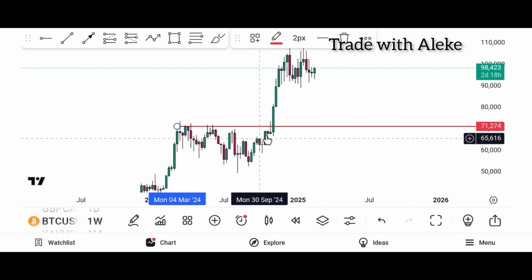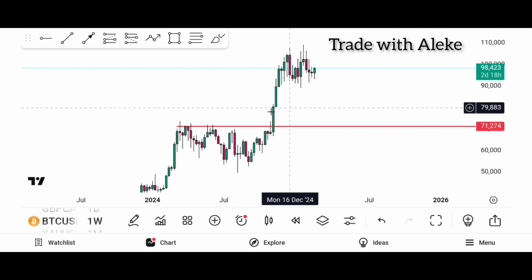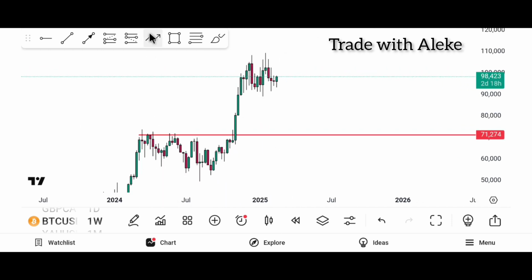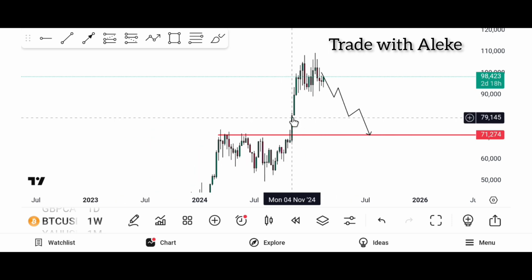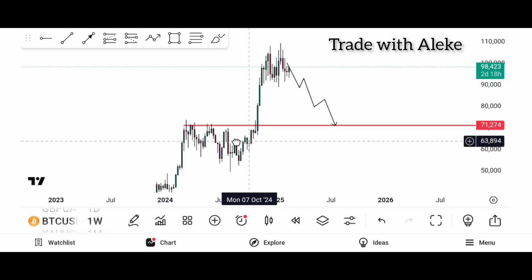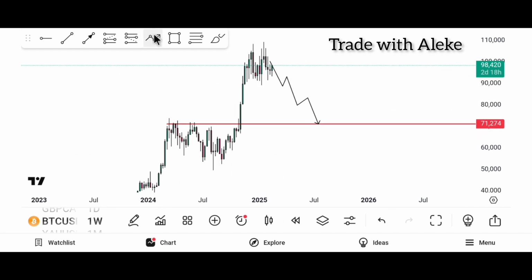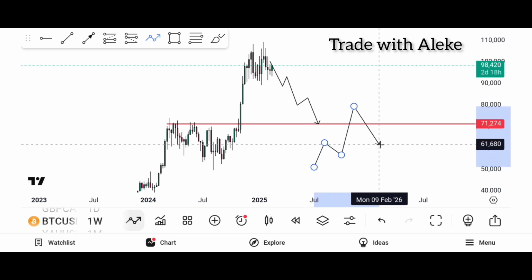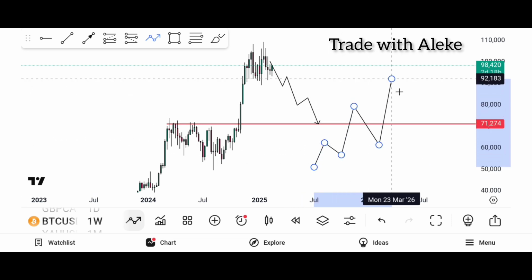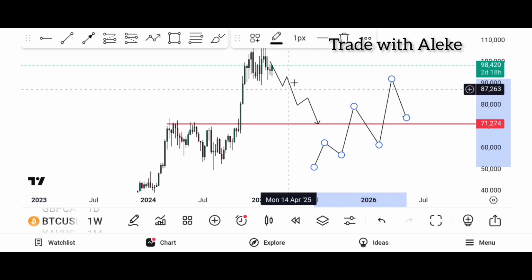But what happened afterwards? You see this perfect break of structure. Now we're actually expecting that price will someday again come into this area, because that is the perfect order flow. That is how the market moves. Market will always want to come to where it broke out from. So that's the movement of the market.